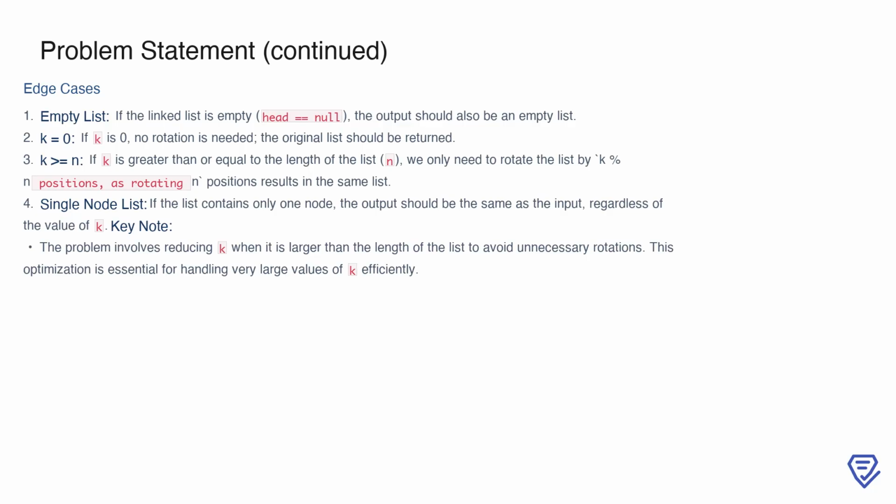Third, if k is greater than or equal to the list's length, we can reduce k using k%n, where n is the length of the list, as rotating the list by its length results in no change. Finally, if the list contains only one node, rotating it any number of times will yield the same list. The key takeaway is that optimizing the process by reducing k ensures the algorithm handles very large values of k efficiently, avoiding unnecessary rotations and improving performance.